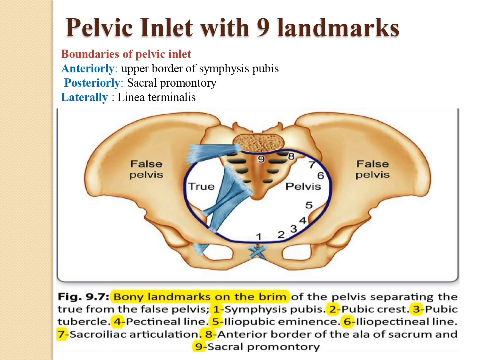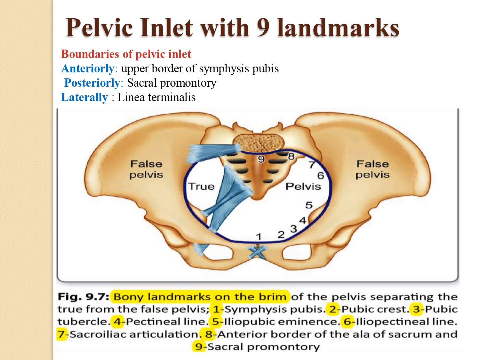This slide shows the pelvic inlet boundaries and pelvic inlet bony landmarks. Boundaries of pelvic inlet are anteriorly the upper border of pubic symphysis, posteriorly the sacral promontory, and laterally the linea terminalis. Bony landmarks on pelvic brim or pelvic inlet separating the true pelvis from false pelvis are shown in numbers. Number 1 is pubic symphysis.